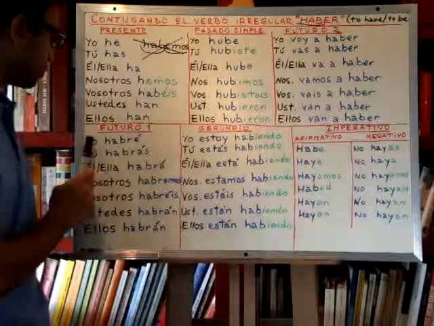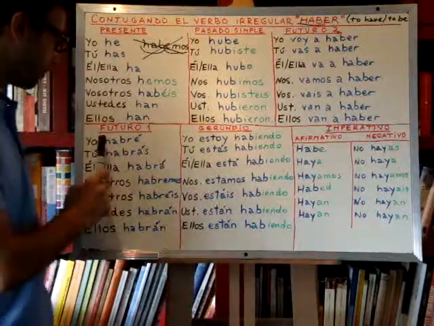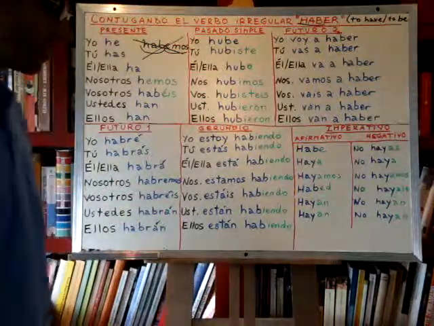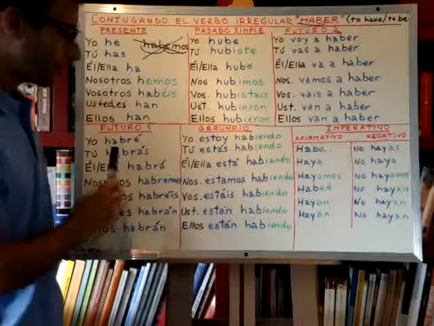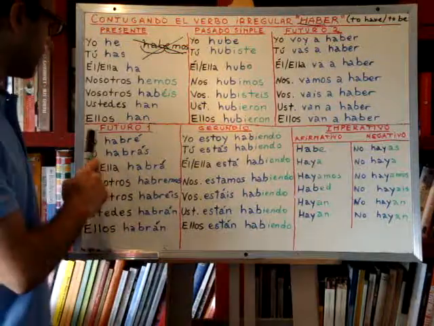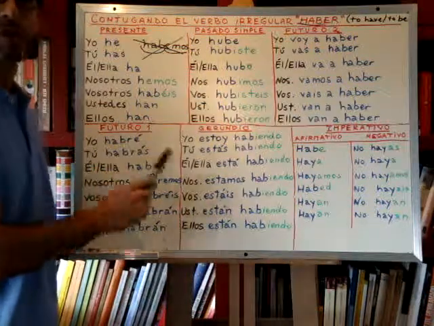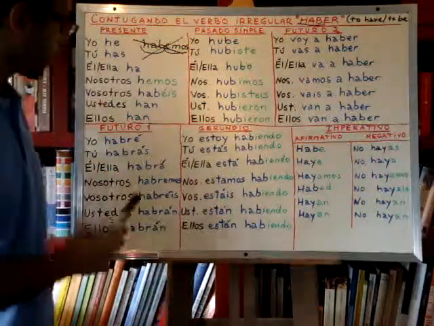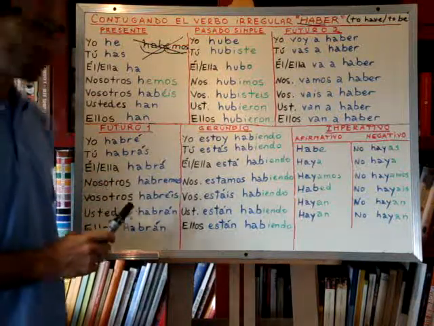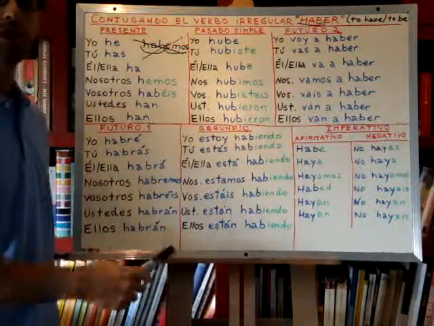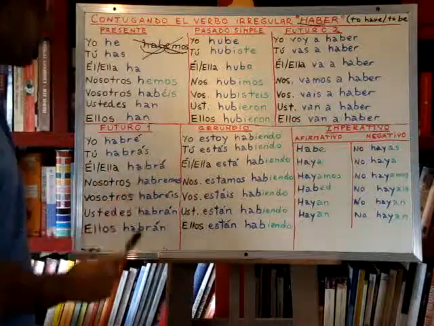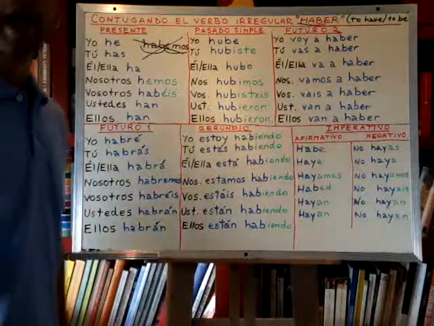We say, yo habré, right? But as an auxiliary verb. So let's add a past participle, right? Yo habré roto. That means I will have broken. Okay? Tú habrás hecho. That means you will have done or made. Él habrá comido. He will have eaten.